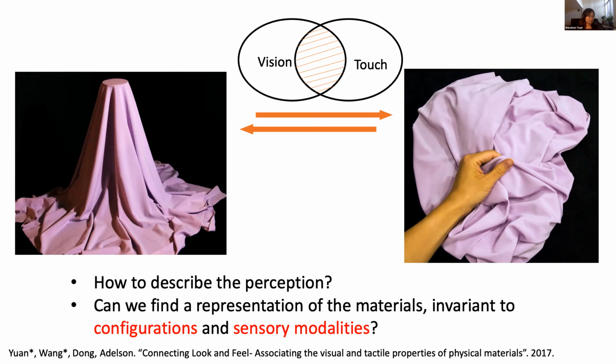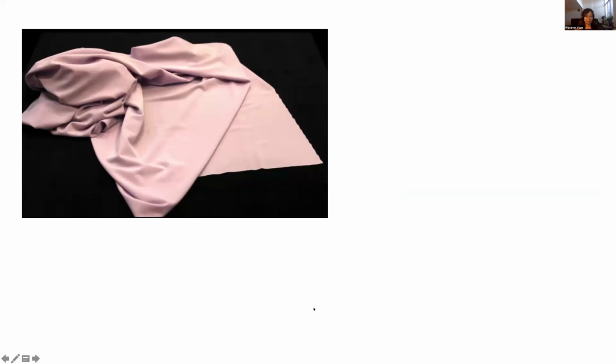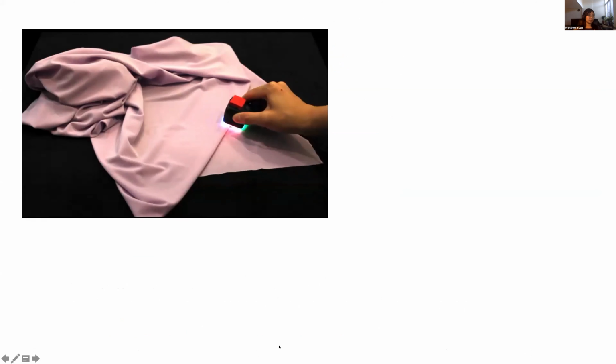But you should be able to find the same representation of this material because intrinsically it's the same piece of material and the property remains the same. And here, to get the tactile data, again, we are using the GelSight sensor. And we simplify the process.